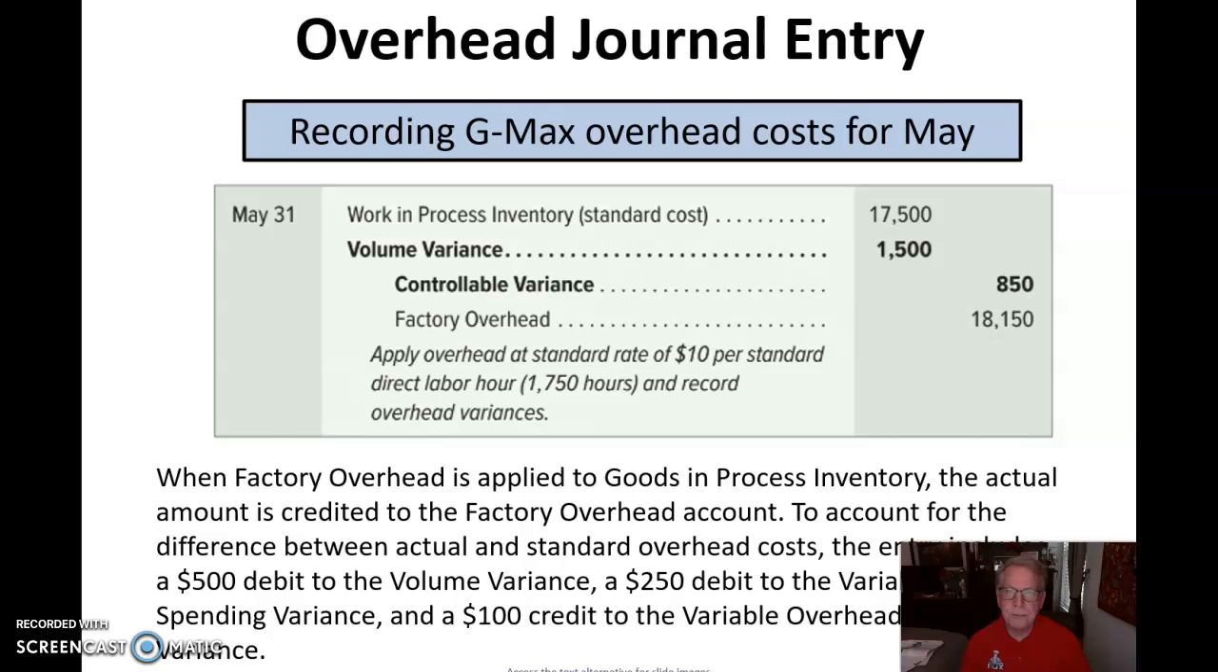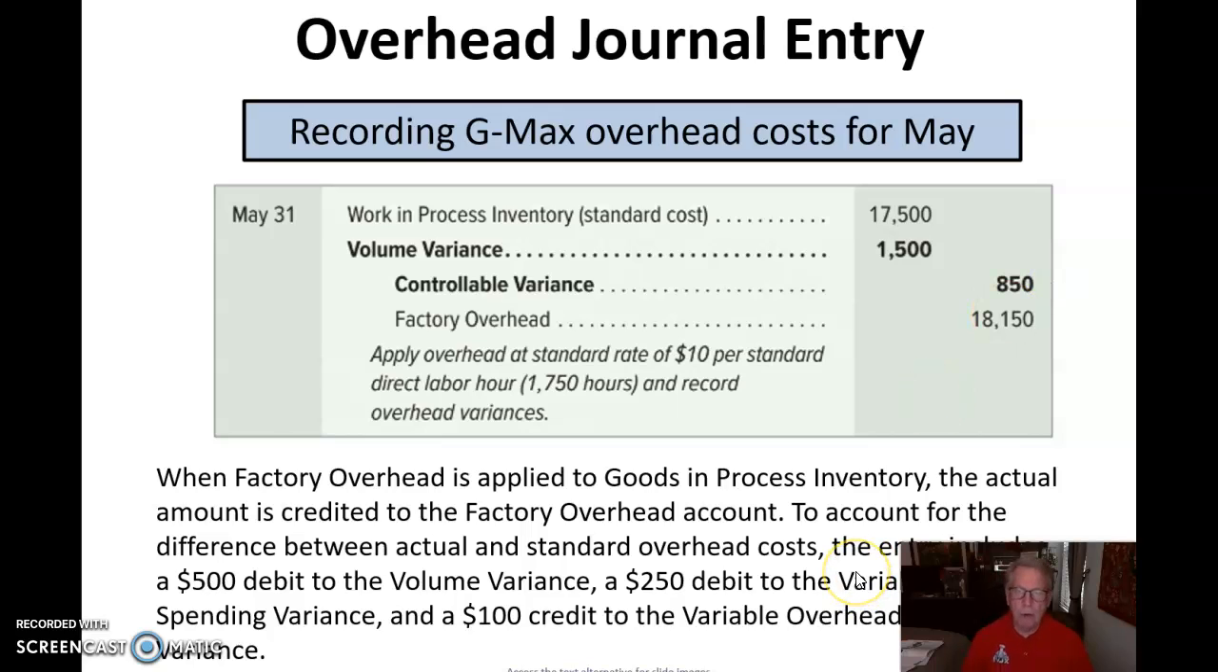Now, our overhead. Again, our actual factory overhead was $18,150, and $17,500 is what we applied. $1,750 at standard, $10 standard, and there she is. And we split that out between volume variance and controllable variance.